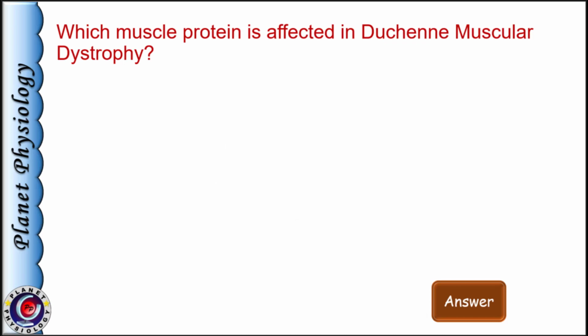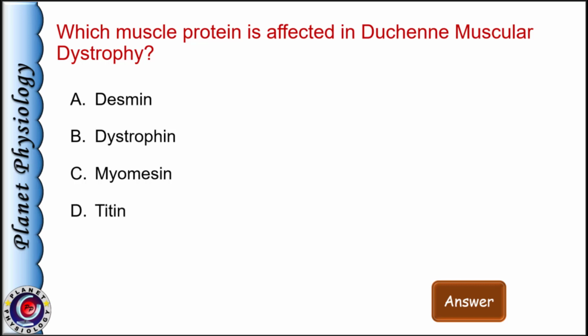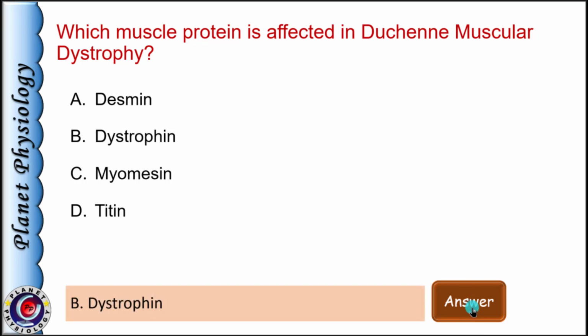Next question. Which muscle protein is affected in Duchenne muscular dystrophy? A. Desmin, B. Dystrophin, C. Myomesin, and D. Titin. Yes, the correct answer is option B, dystrophin.